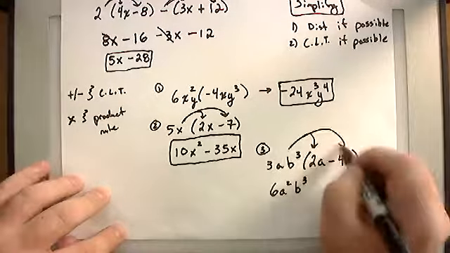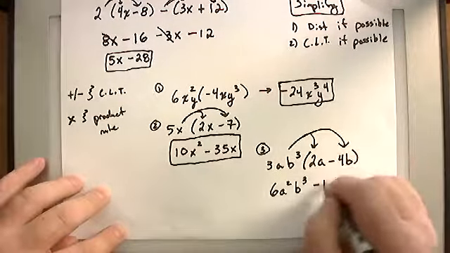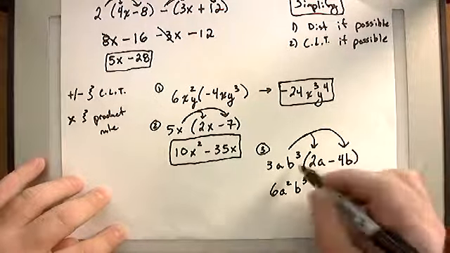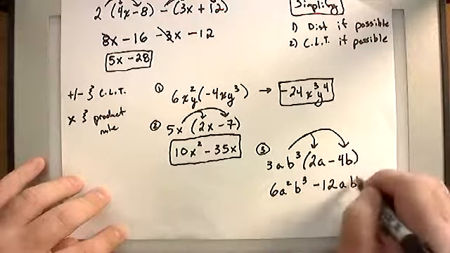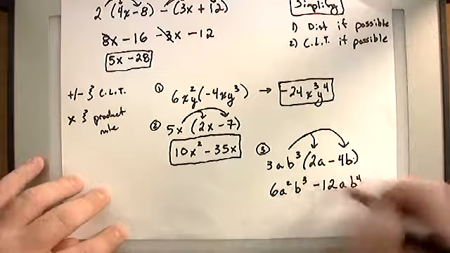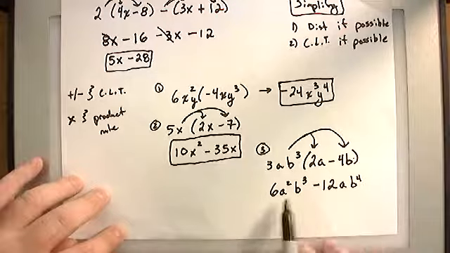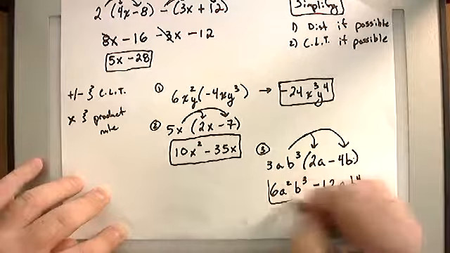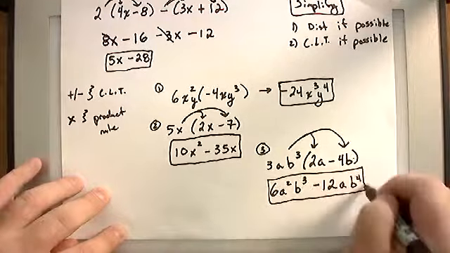Now distribute here. 3 times -4, that's -12. 1a and no a's, so that's just 1a. 3 b's and 1 b, and that's just 4 b's. So that's the distribution. And then we look down, can we combine like terms? Well, they both have a's, they both have b's, but the powers are not the same. And remember, the powers have to be the same, so you're done.